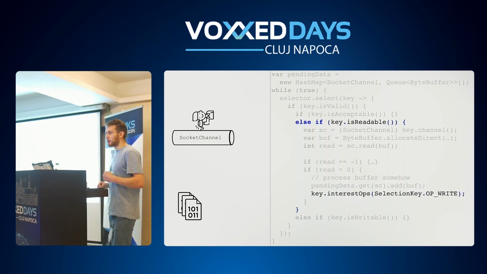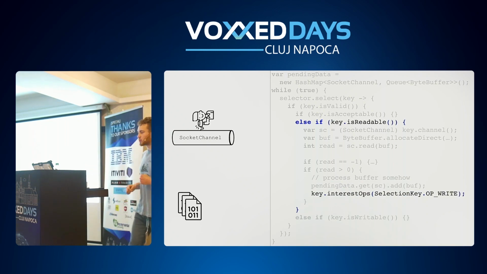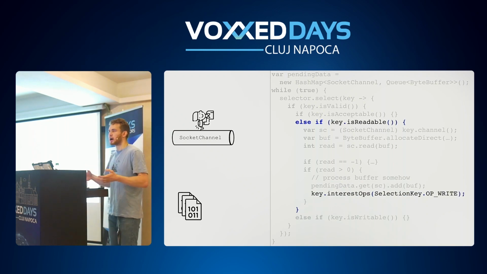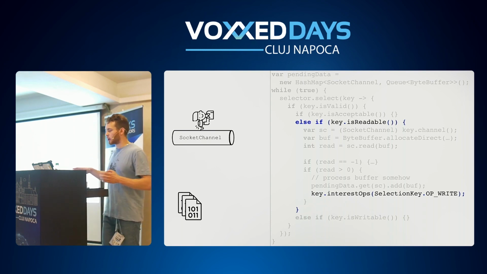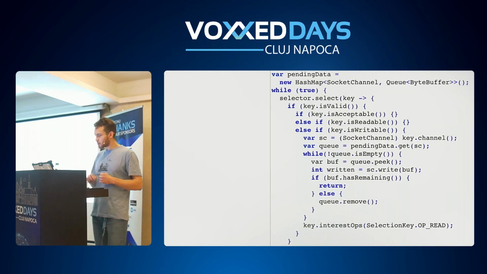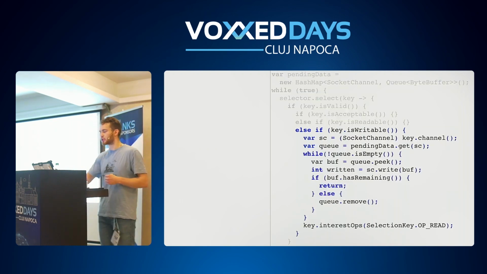And finally, after all of these actions, we need to say, okay, we need to write this data back to our socket channel. So please let us know when there is available space in the socket channel to write. So finally, the latest branch is related to data writing.